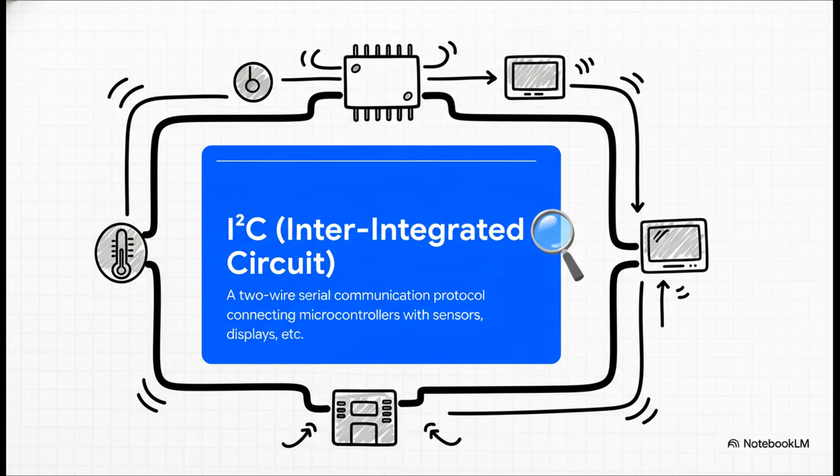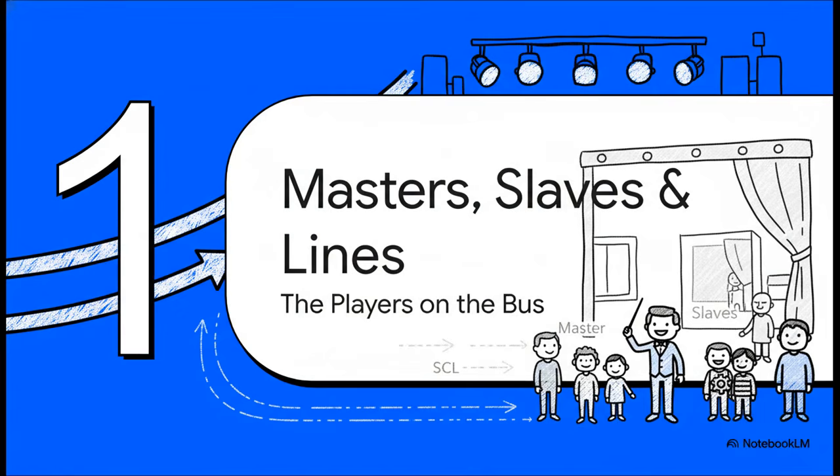It's basically a communication system, a protocol, designed specifically to link up a main brain, like a microcontroller, with all of its little helpers, using just those 2 lines. You could almost call it the secret language our gadgets use to whisper to each other. Okay, so how on earth does a two-wire system actually manage such a complex conversation? Well, to get it, we need to meet the key players involved. Let's break down the cast of characters, the masters, the slaves, and the lines they all talk on.